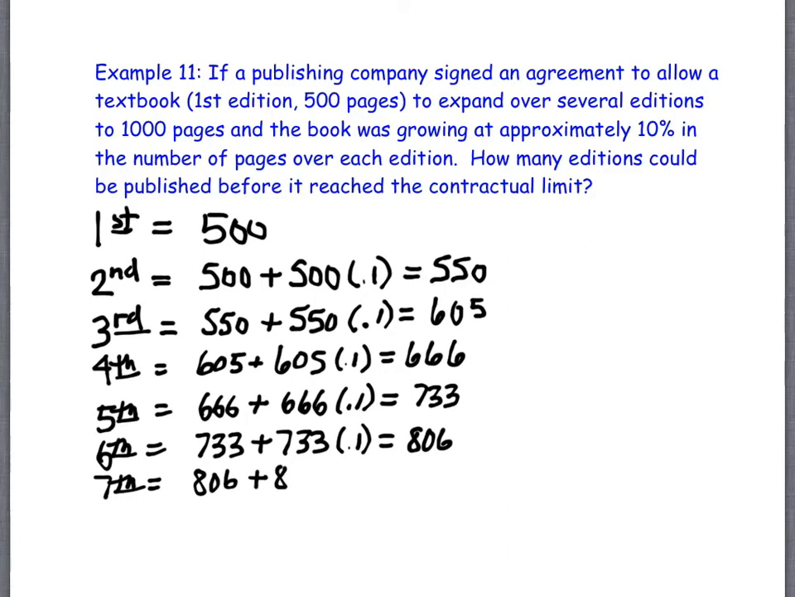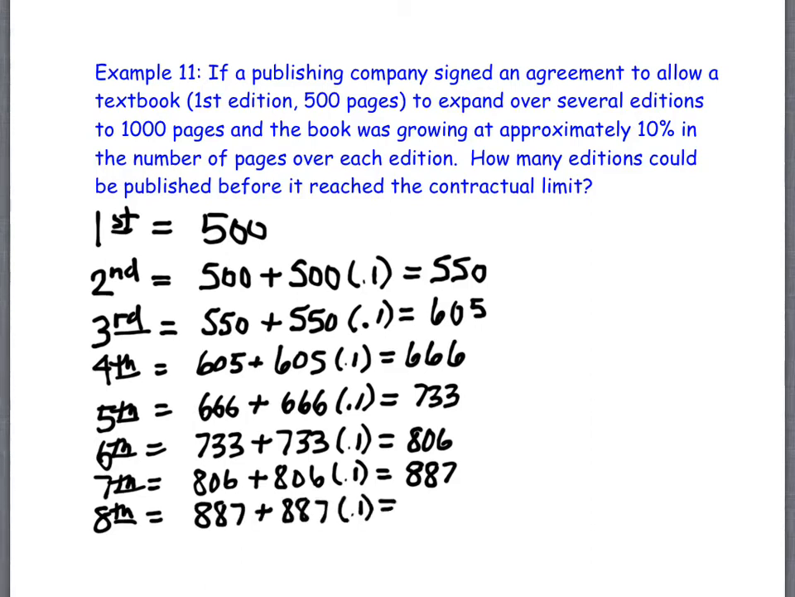806 plus 806 times 0.1. If you're wondering when are we ever going to be finished, it's very soon. We're getting close. What's this one? 887. Will we get another book? 887 plus 887 times 0.1. I'm going to guess that's our last book. What do you think? Probably so.